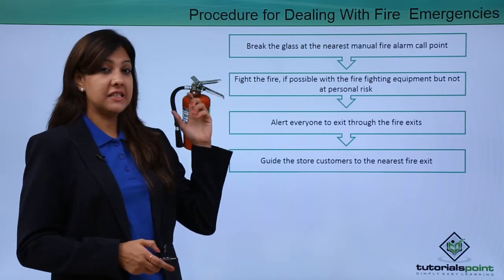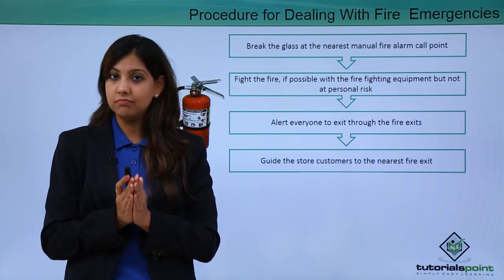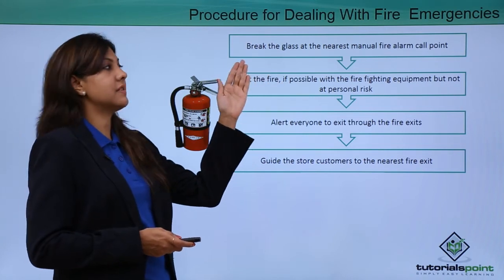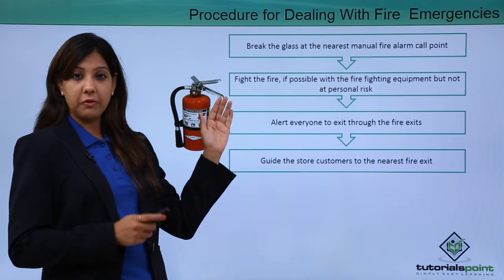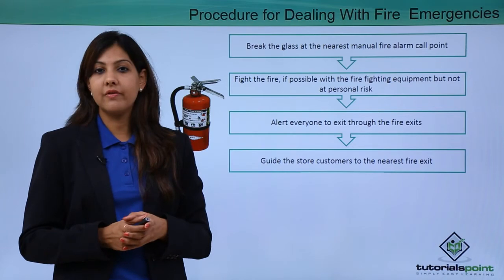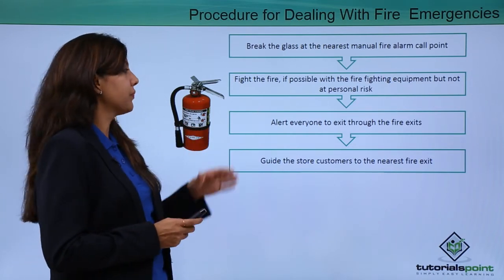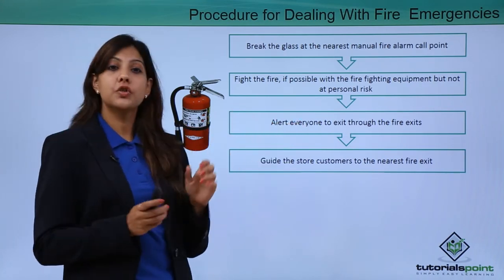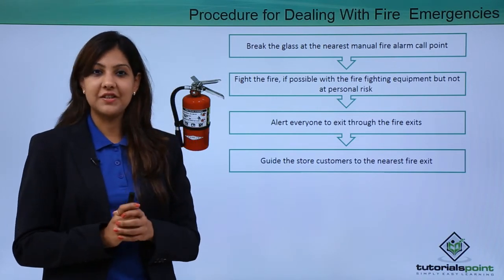Well, procedures for dealing with a fire emergency. Whenever there is a fire inside a retail outlet, how do you handle that? Break the glass at the nearest manual fire alarm call point. Make sure that you fight the fire with the help of a fire extinguisher, if possible, with the equipment, but not at personal risk. If you do not know how to fight the fire with the extinguisher, make sure you call somebody for help. Alert everyone to exit through the fire exit and guide the store customers to the nearest fire exit, because there can be a lot of confusion in case of a fire inside a store.